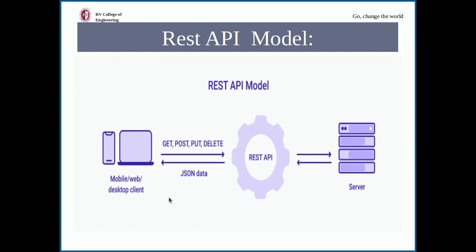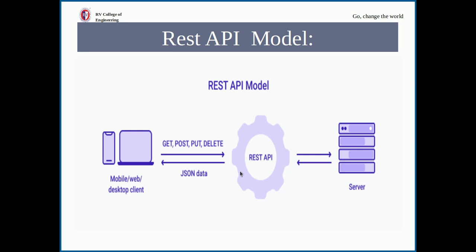The REST API model: how does the REST API work with respect to the model? You have an application at the front end, which is the client. The client can be web, mobile, or desktop, anything is possible. From here you send a request such as GET, POST, PUT, and DELETE. Now the REST API will take care of all these REST-based HTTP methods.